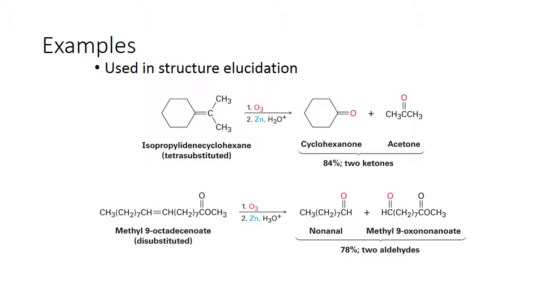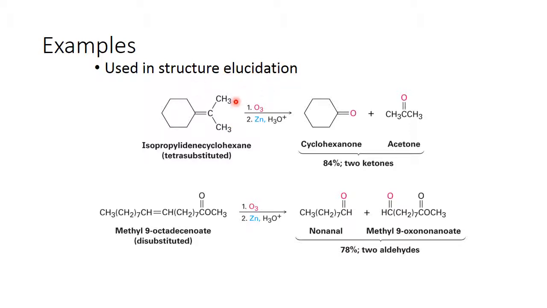We can actually use this reaction to help us figure out what an unknown compound is. Today, with our modern techniques, we use spectroscopy, something we'll learn about later, to elucidate the structure of a compound. But as recently as maybe 40 years ago, we used these reactions a lot to figure out the structure of an unknown compound. This word elucidation means to shine light on.